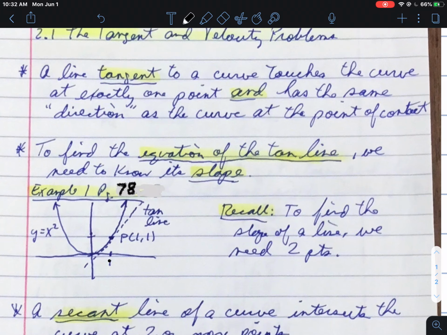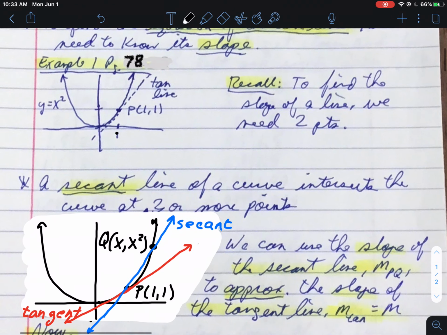And if you want to find the slope of a line, remember you have to have 2 points on the line in order to use the slope formula. Right? It's that change in y over change in x idea. So I can't just use directly the tangent line to find the slope of our curve, because there's only one known point. And I need 2 to find the slope of a line.